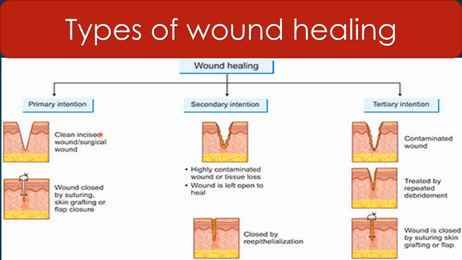Primary intention means we are closing the wound primarily with suture material or skin graft or flap. Basically, if we are trying to close the wound with the suture material, it should be clean and the edges should be very proximal to approximate each other. So we will see detail in the next slide.